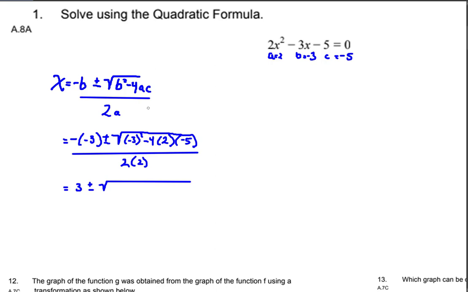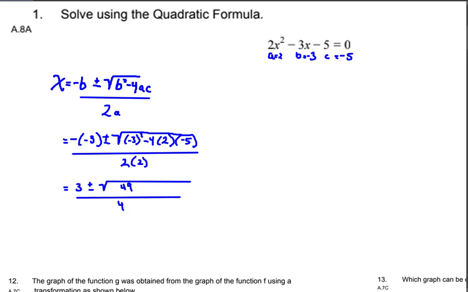Oh, I think I might be running out of batteries here too. So I have negative 3 squared minus 4 times 2 times negative 5. When I type that in, I get 49. So what that's telling me is that this is the square root of 49, and that's all over 4. Okay, so at this point I have 3 plus or minus the square root of 49.